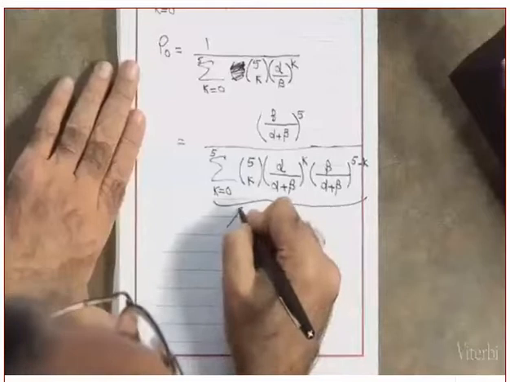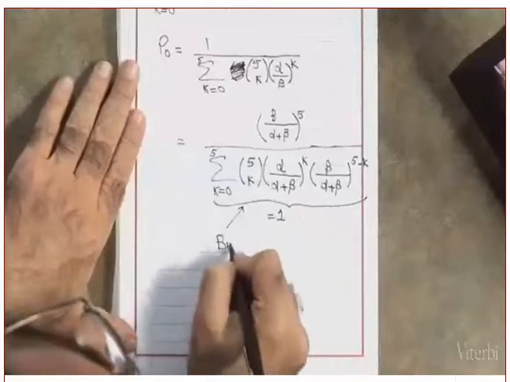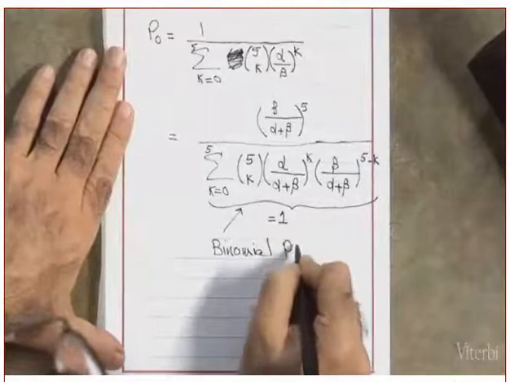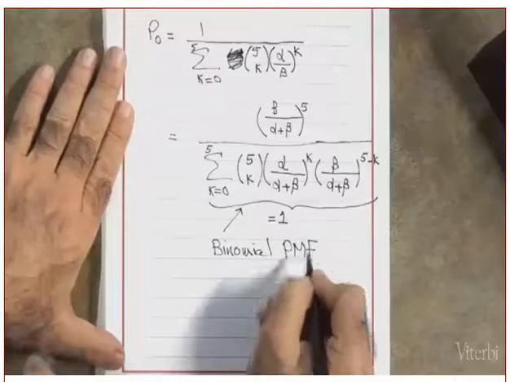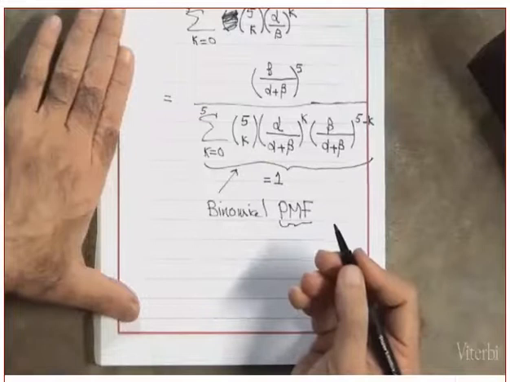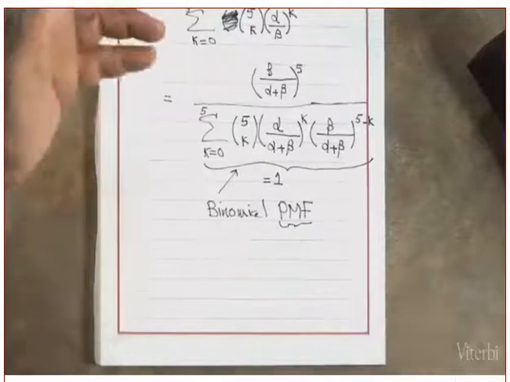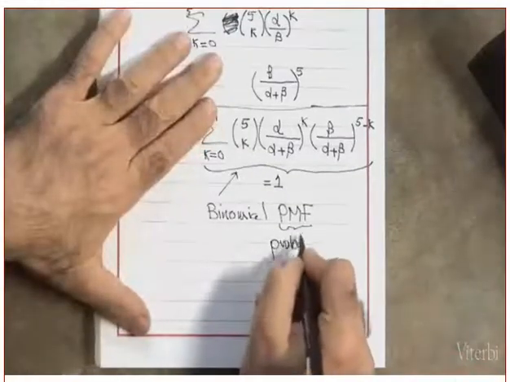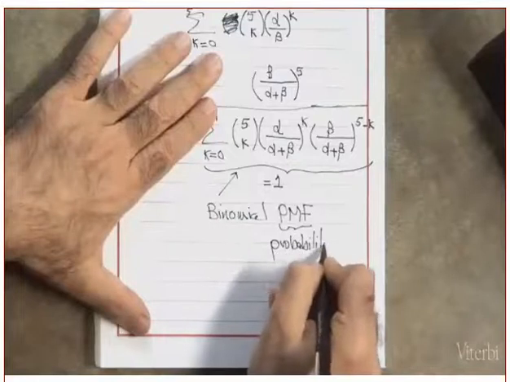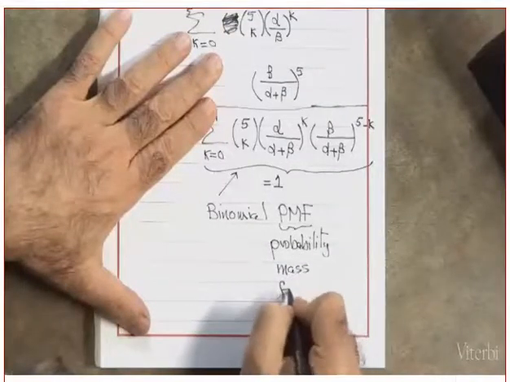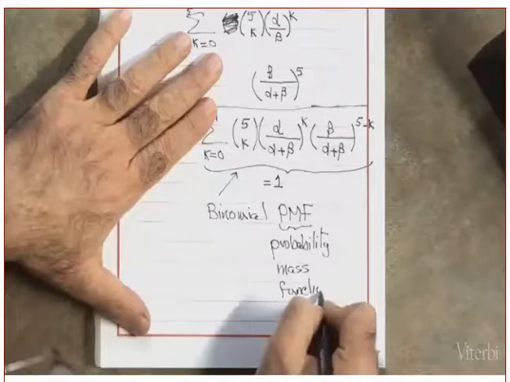This is a binomial, the binomial PMF. What does PMF stand for? No response. Probability mass function. This is for discrete random variables.